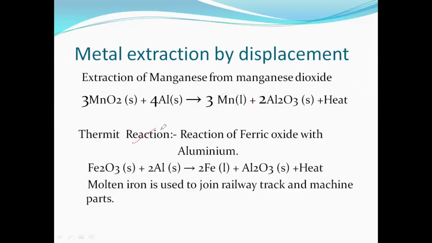What is the thermite reaction? The reaction of ferric oxide with aluminium is known as the thermite reaction. Ferric oxide is heated with aluminium powder, and iron oxide gets converted into iron. Here iron oxide gets reduced, and aluminium oxide forms, and heat is produced during this process, so iron is formed in a molten form due to the large evolution of heat during this process. Molten iron is used to join railway tracks and machine parts.